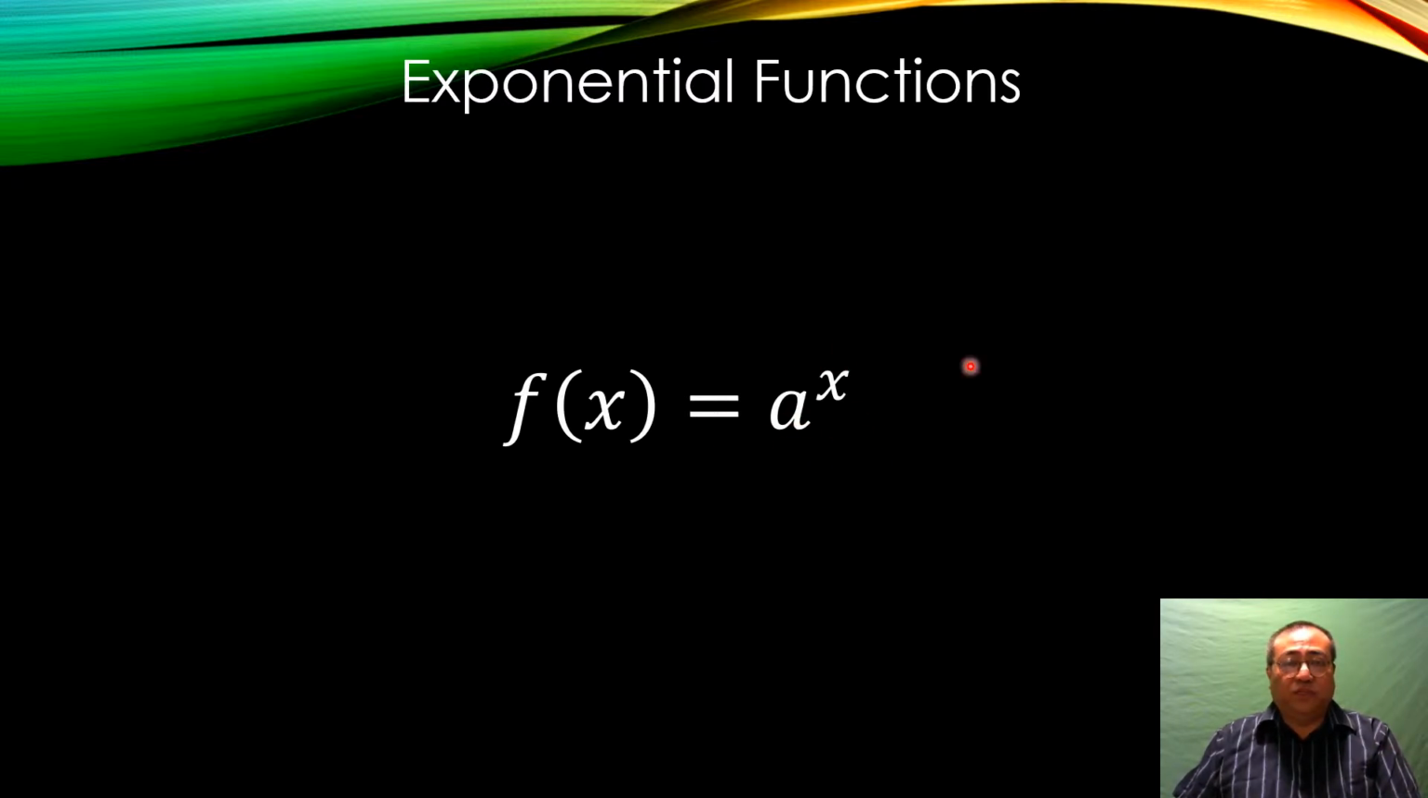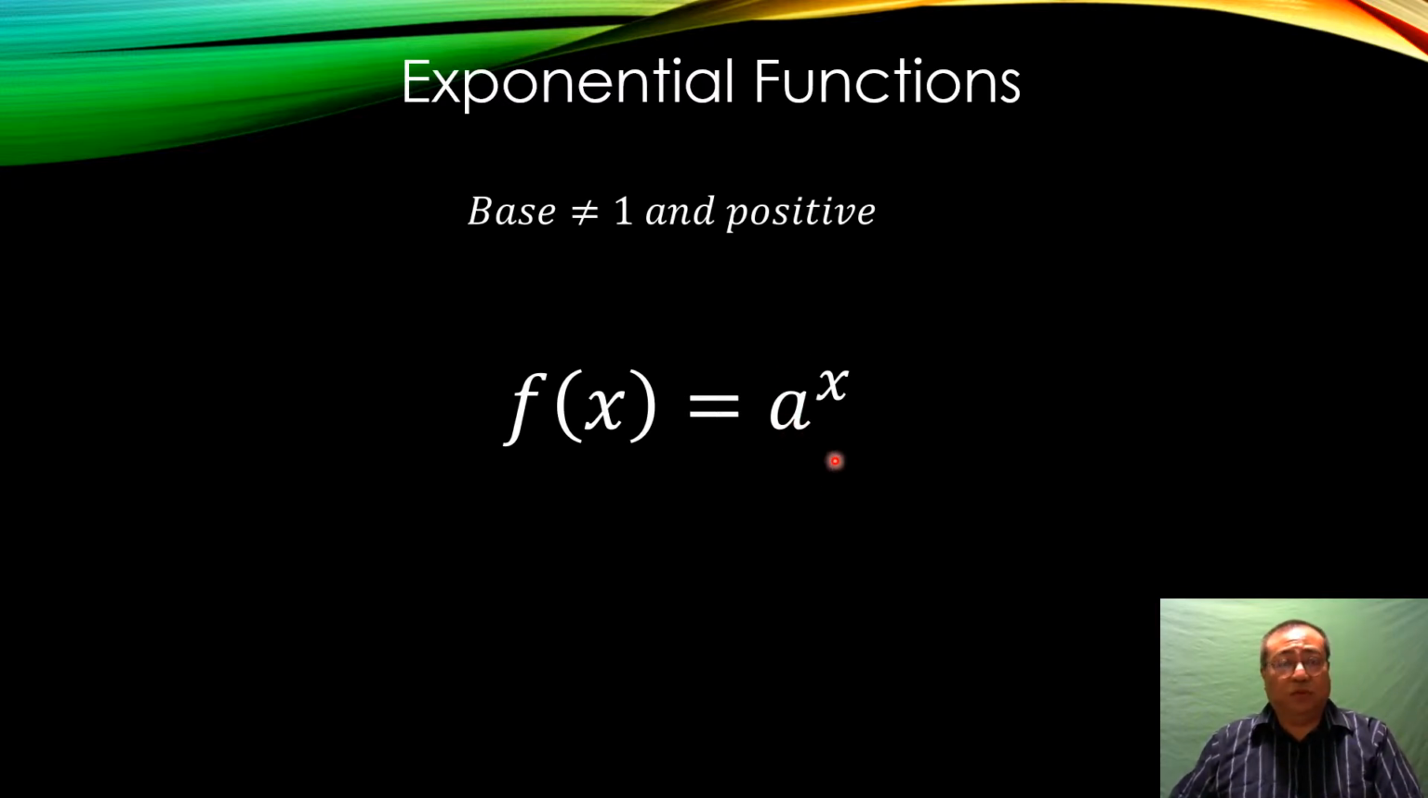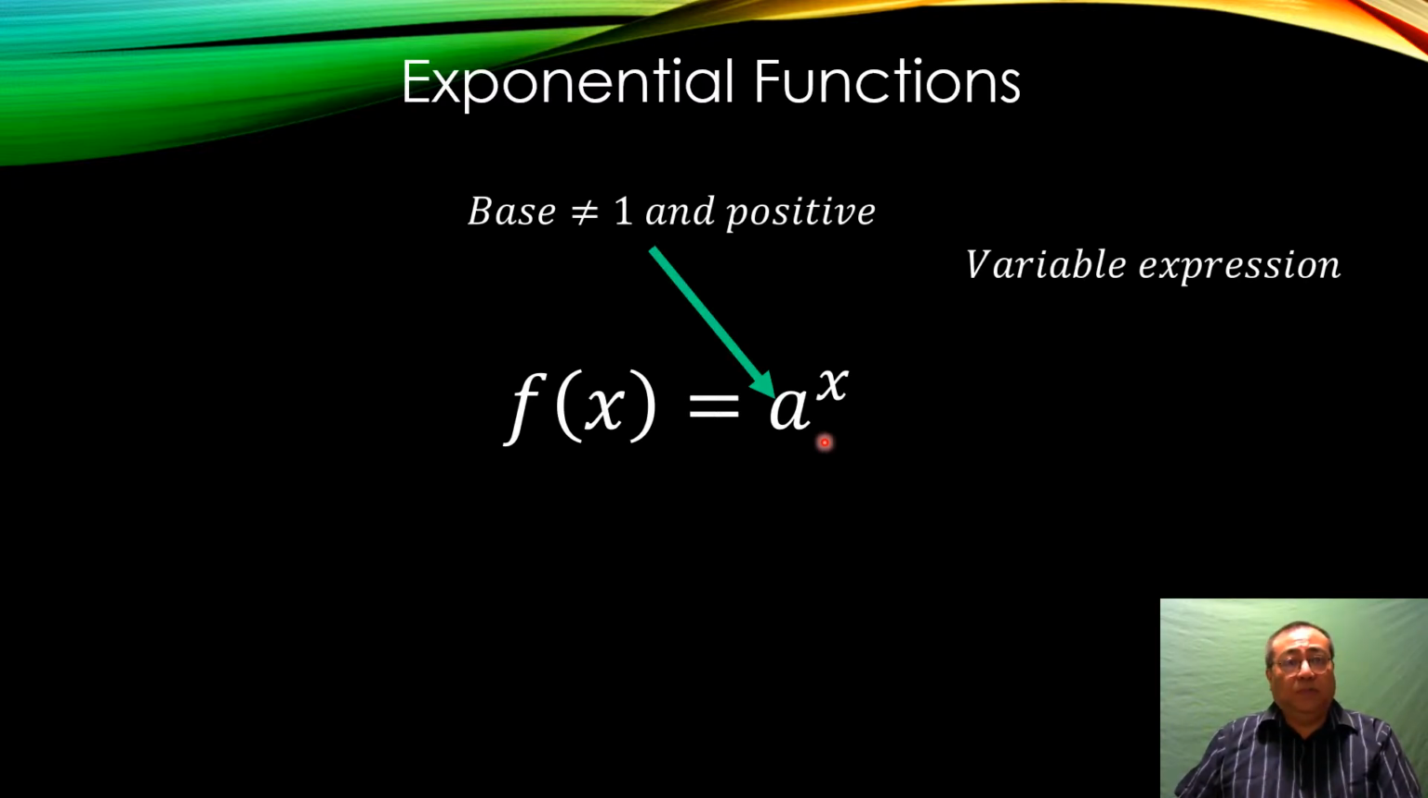This is the exponential function. A is a number. A is the base. It's not equal to 1 and positive. So we can't have -3. We can have +3. We can have 0.5 or 1/2 and 2, but we can't have 1. 1 to any power is 1, so it's kind of pointless. So the base is not equal to 1 and it's positive.